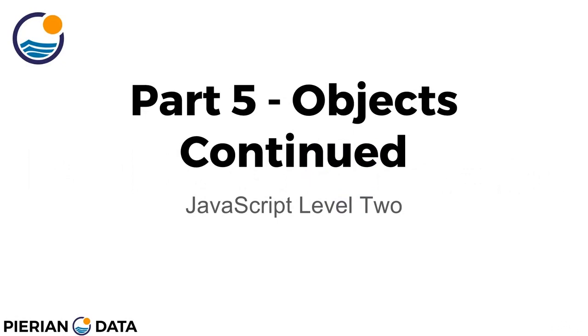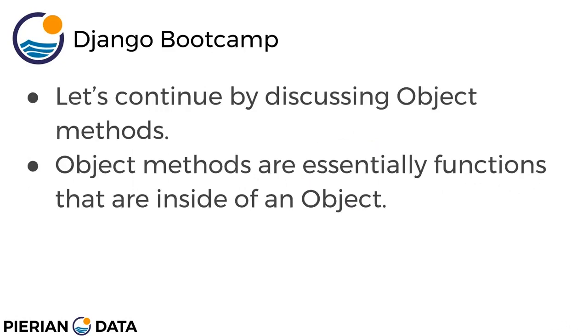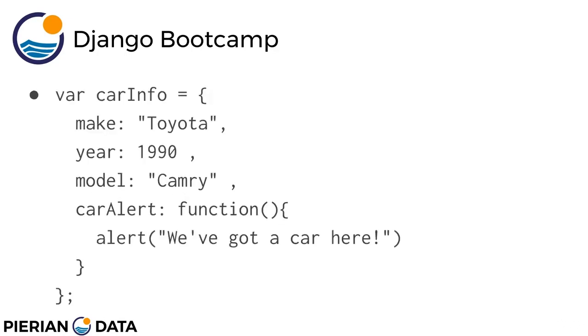Welcome back to the continuation of part 5, JavaScript objects. Let's continue by discussing object methods. Object methods are essentially functions that are inside of an object. For example, imagine we have our car info object from the previous lecture.